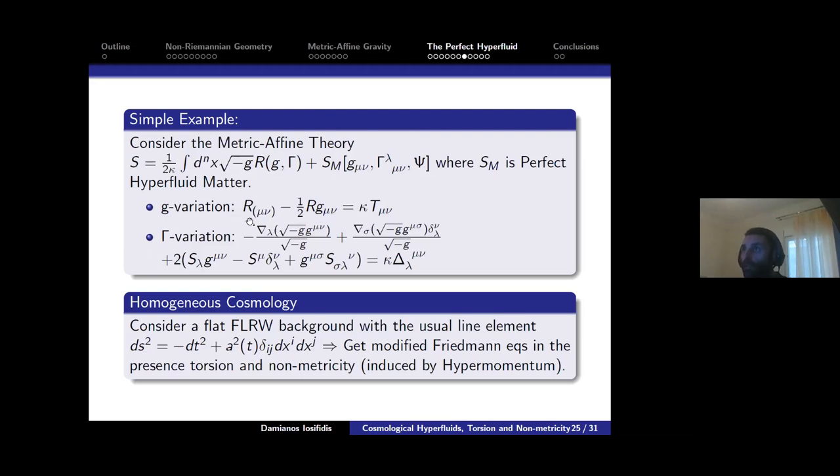Let me stress here that the first set of equations, the variation with respect to the metric, seems to be the Einstein equations, but at this point they're really not Einstein equations, because this Ricci tensor and Ricci scalar are the general ones. So they have Riemannian parts plus non-Riemannian contributions. Here we also have torsion and non-metricity. Formally they look like Einstein equations, but they are not, because these things also have torsion and non-metricity. And we also do the variation with respect to the connection, and we have this equation, and we see here how this hypermomentum sources torsion, and here non-metricity. So these are the equations for this theory.